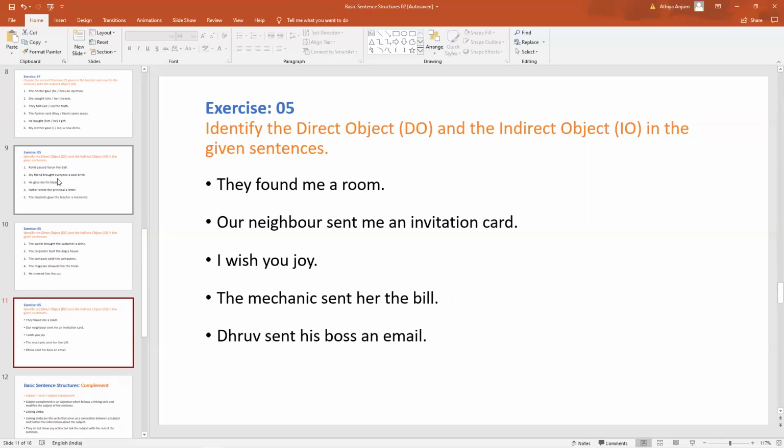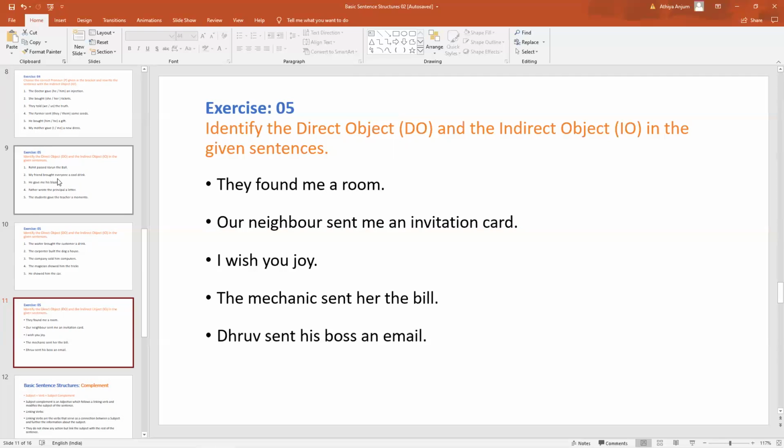I wish you joy. Here the verb is wish. Okay. The mechanic sent her the bill. All right. The mechanic is the subject and sent is the verb. All right. So from there, try to find out the direct object and the indirect object. The mechanic sent her the bill. Then the next one is Dhruv sent his boss an email. All right. So identify the direct and the indirect object.